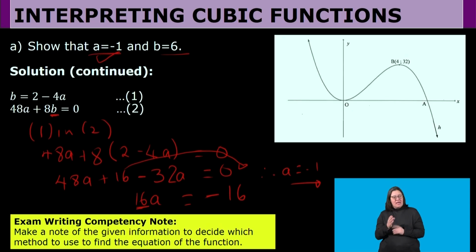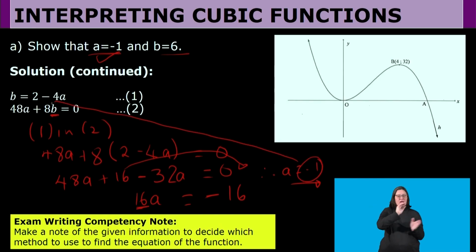We need to find the value of b. So what do we do? We take this value of a and we substitute it back into equation 1. So b, and obviously if we do everything correctly, then we know that we're going to get an answer of 6. Okay, so it's 2 minus times a minus is a plus, 2 plus 4 is 6.